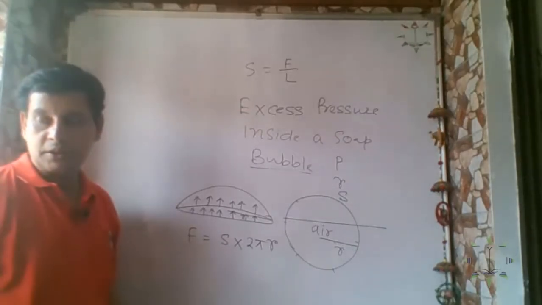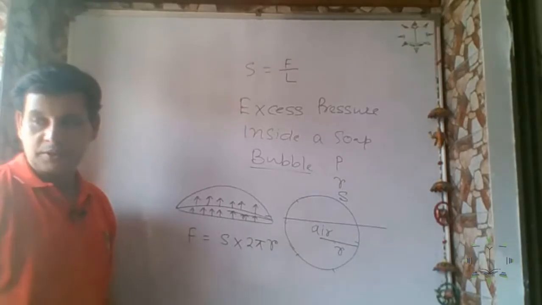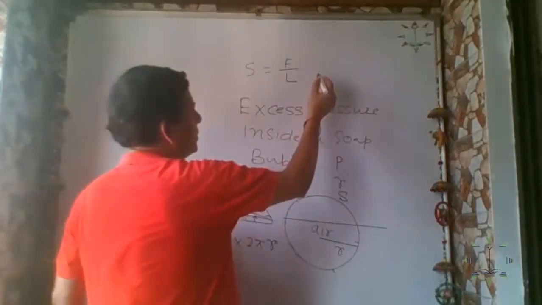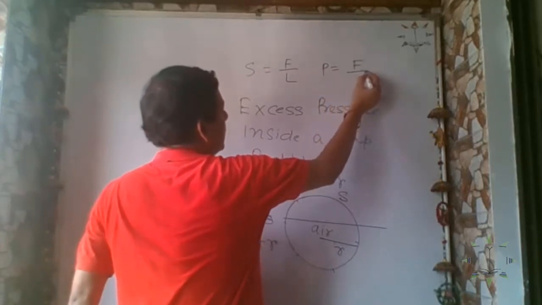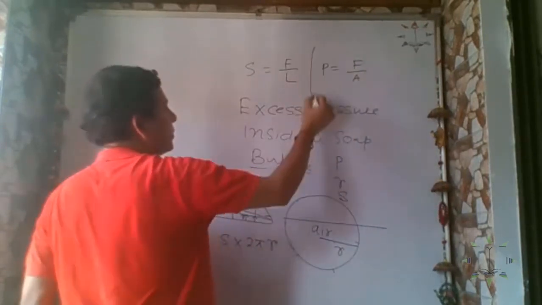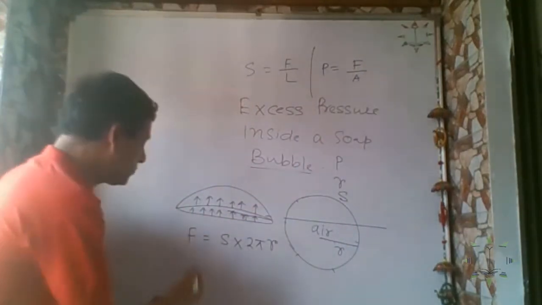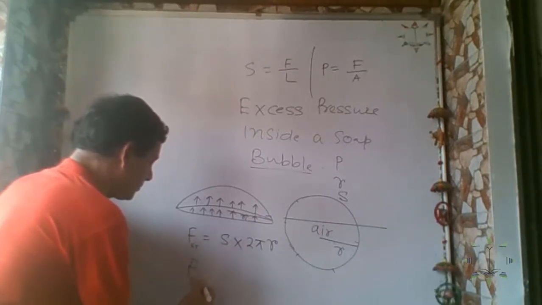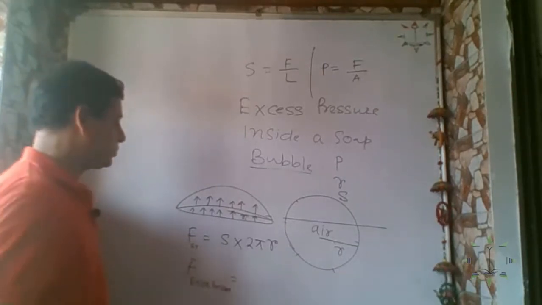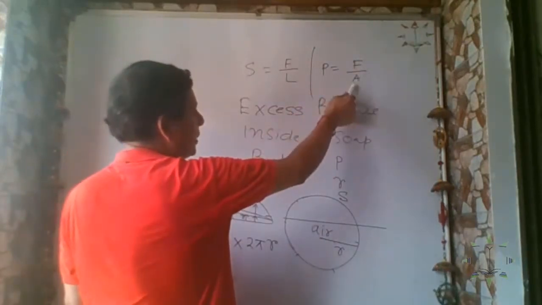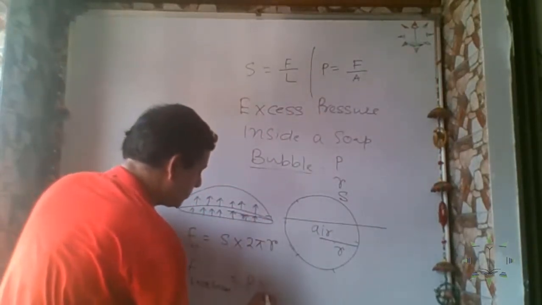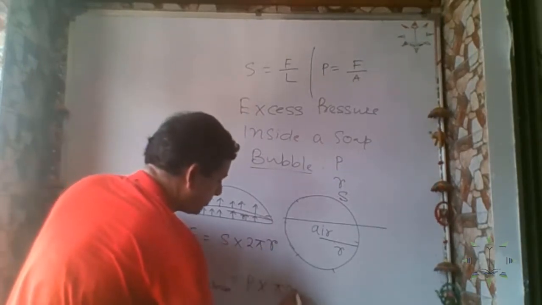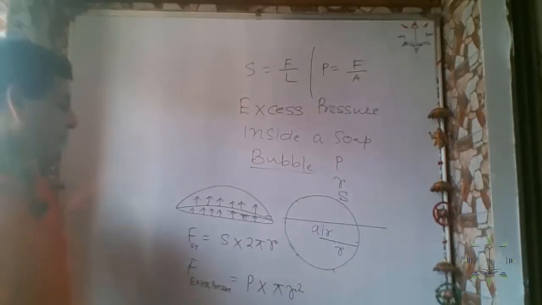And what is excess pressure? P is the excess pressure. And what is the relation between pressure and force? Pressure is force per area. So force is pressure into area. So this is force due to surface tension, and this is force because of excess pressure. Force due to excess pressure will be equal to pressure into area. What is the area? Pi r square.